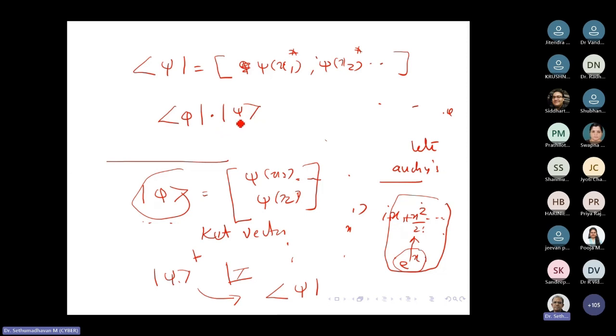Scalar product is basically, if there is a finite dimension, we will call it a scalar product. If this is an infinite dimension, we call it the inner product. But the terms will be the same. How we will calculate is basically phi of x1 star, phi of x2 star, etc. into this matrix psi of x1, psi of x2, etc. This will become phi of x1 into this, phi of x2 into this, and so on.